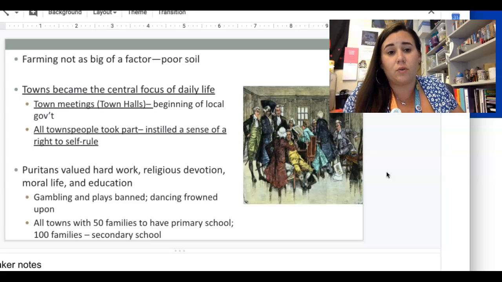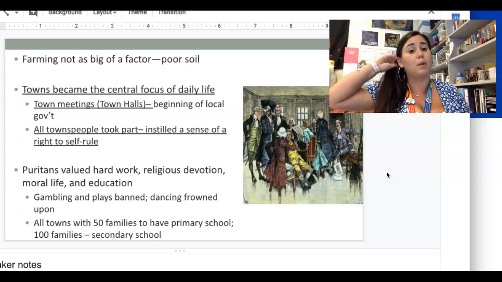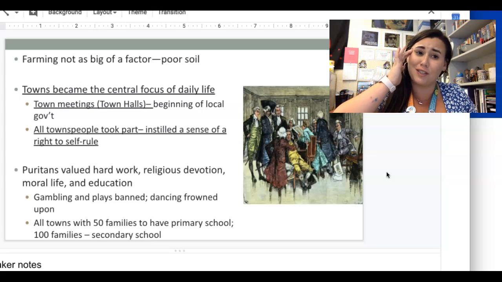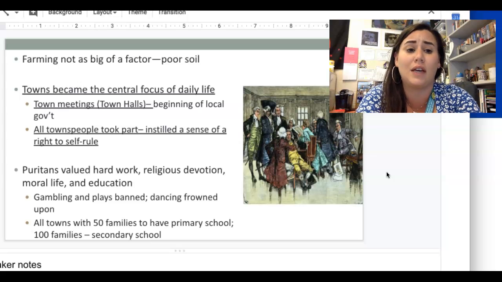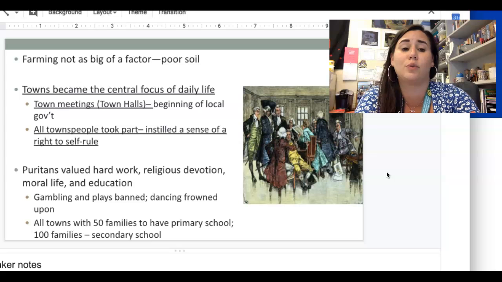Puritan values were hard work, religious devotion, living a moral life, and focusing on education in order to be able to read the Bible. Public schools were established in the New England colonies before America even gained its independence. All towns with 50 families had to have at least a primary school, and all towns with 100 families had to provide both primary and secondary school.